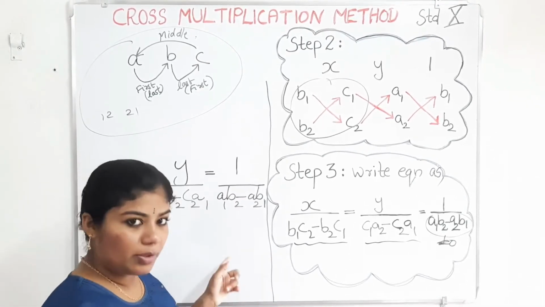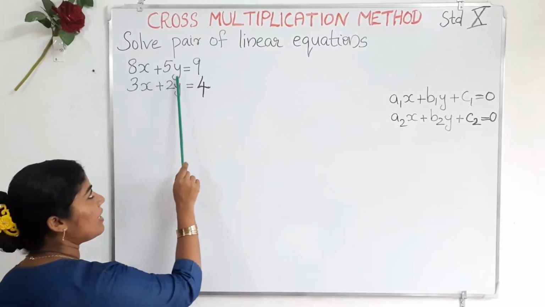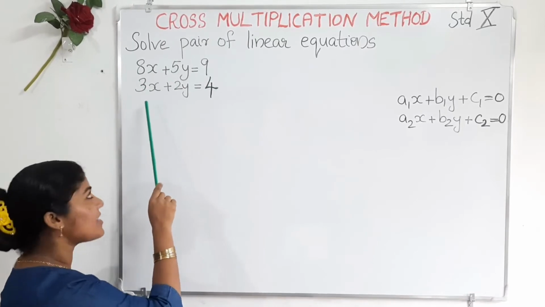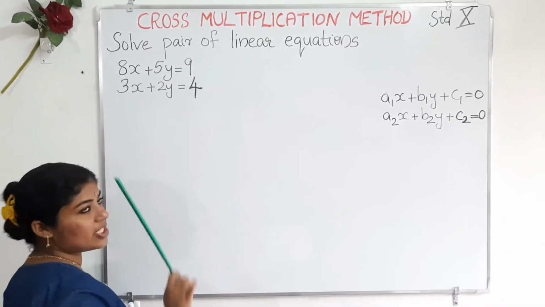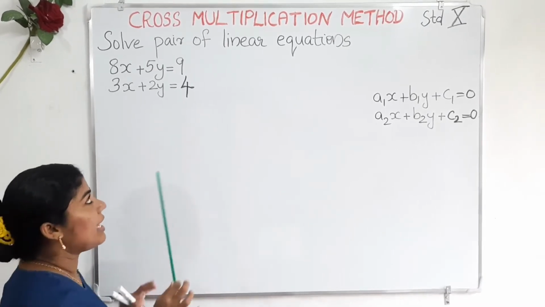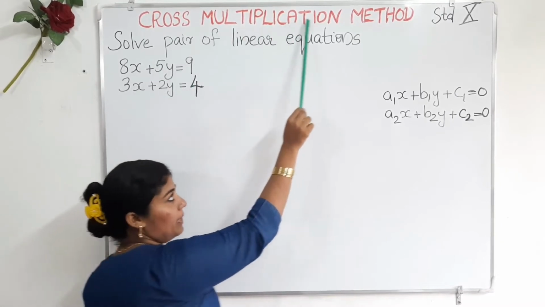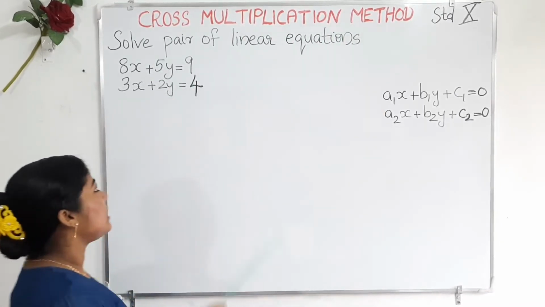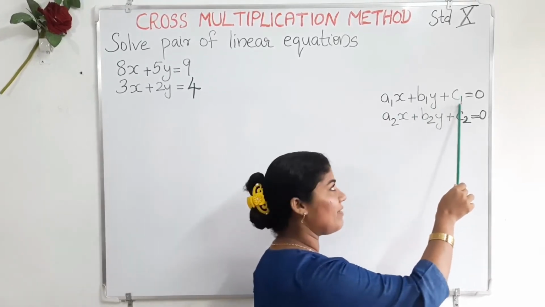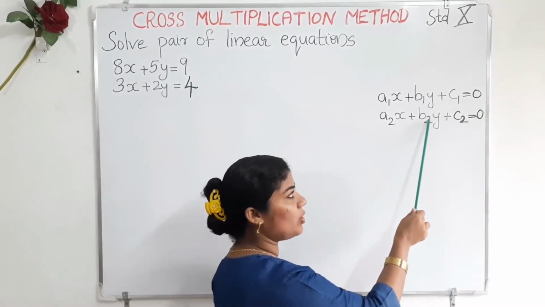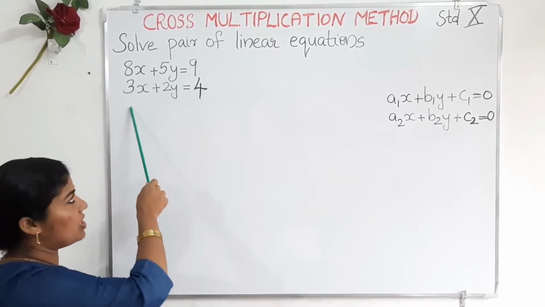So I am going to write one problem here. We have a pair of equations: 8x plus 5y equal to 9, 3x plus 2y equal to 4. These equations are directly given, and we are solving by the cross multiplication method. See, this is our standard form: A1x plus B1y plus C1 equal to 0, A2x plus B2y plus C2 equal to 0. Just compare the standard form with your equations.